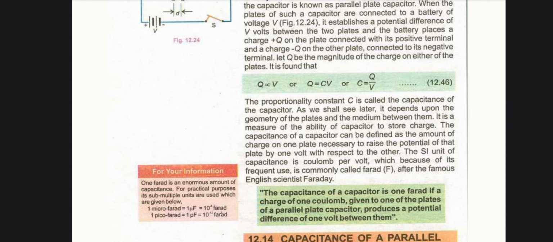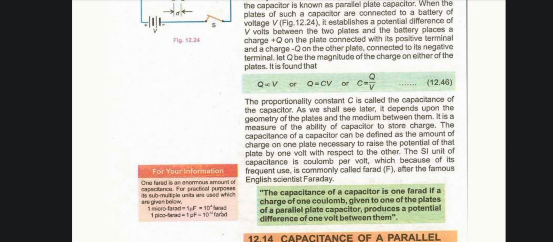Capacitance of a capacitor can be defined as the amount of charge on one plate necessary to raise the potential of that plate by 1 volt with respect to the other. The SI unit of capacitance is coulomb per volt, which because of its frequent use is commonly called farad, after the famous English scientist Faraday.